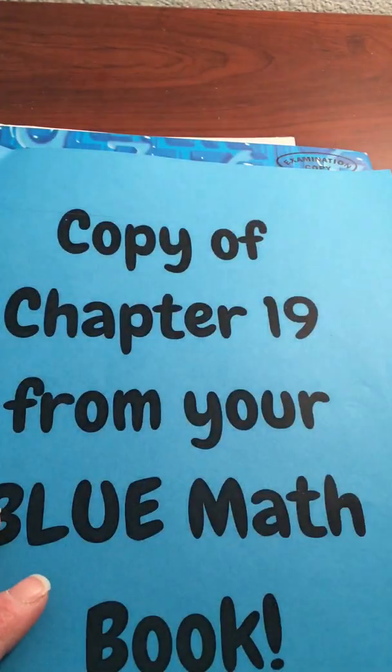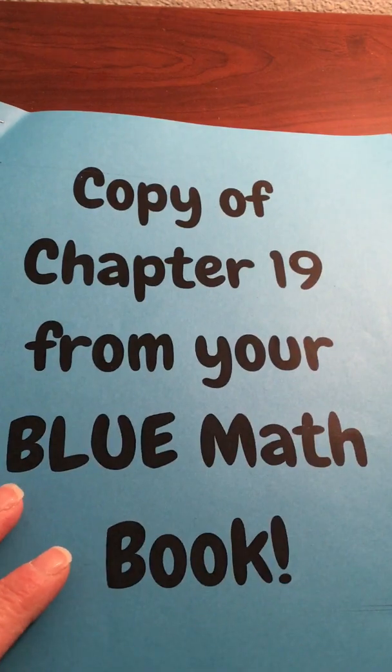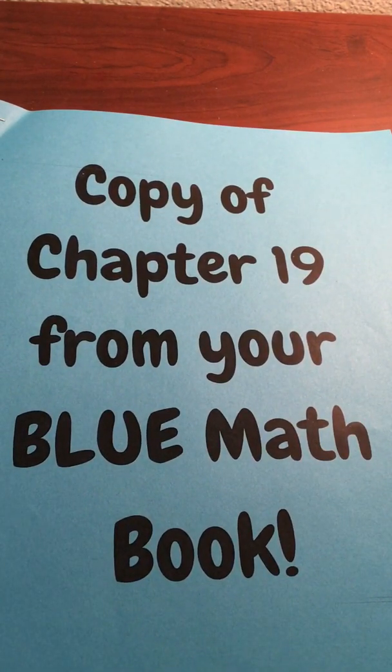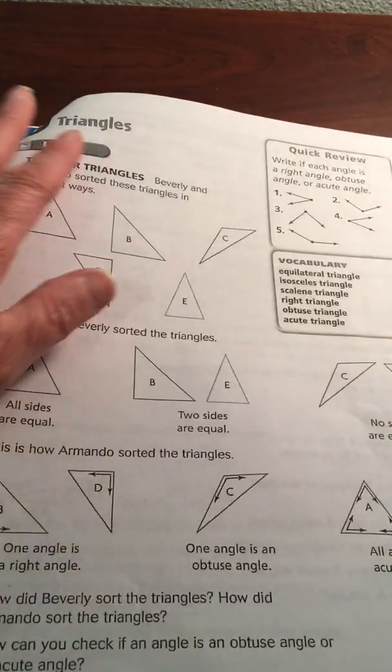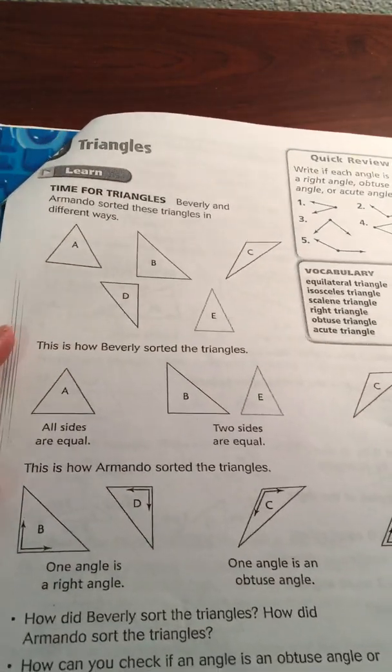A couple of things before you get started today. I would like you to have a pencil to use. You're going to need a clean sheet of paper. I also would like you to find for me your copy of the blue math book. And in your copy of the blue math book, I need you to find lesson 19.4 that talks about triangles.